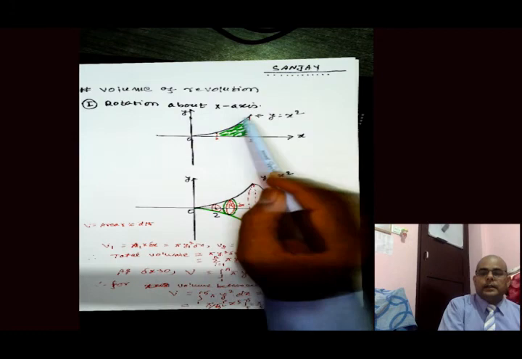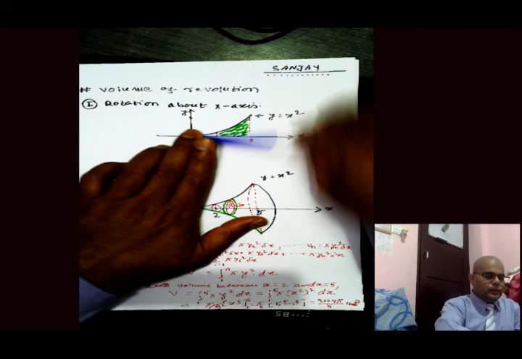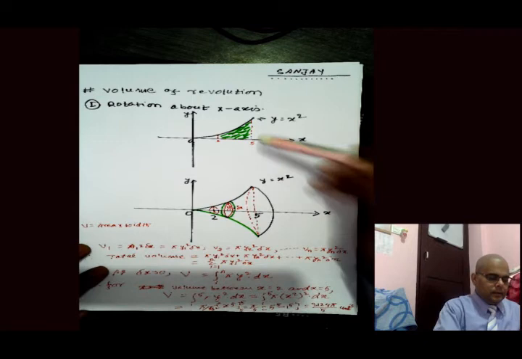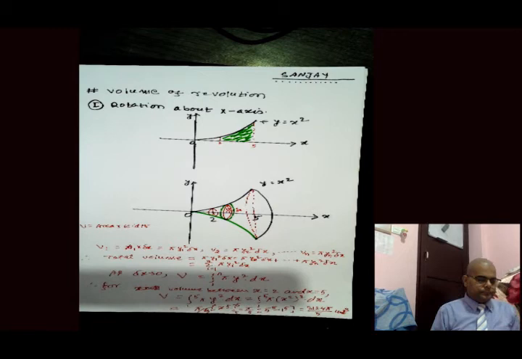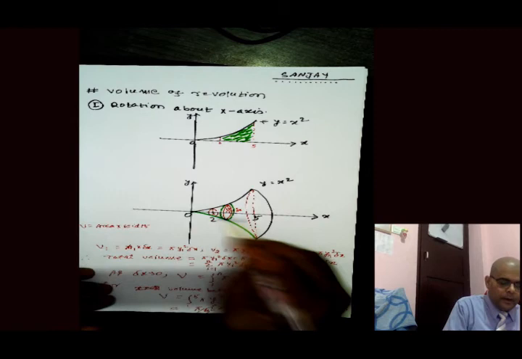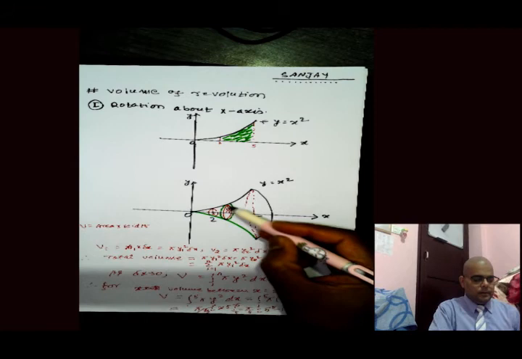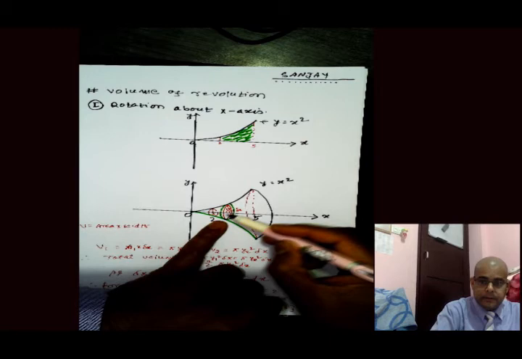For example, suppose that this is a curve on the xy plane, and if you rotate it about the x-axis, you will have a three-dimensional figure like this. This sort of figure has been developed by rotating the curve y equals x square about the x-axis. Now we are interested in finding the volume of this shape between x equals 2 and x equals 5. So let's consider for a while one slice inside this three-dimensional figure and see what the volume of this three-dimensional slice would be.